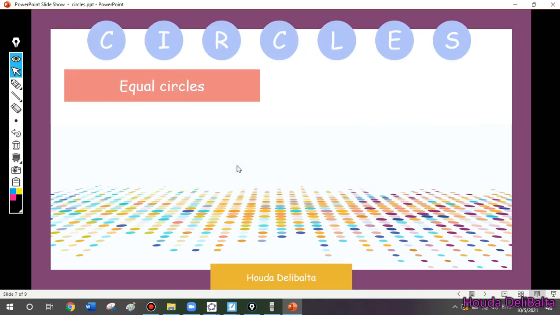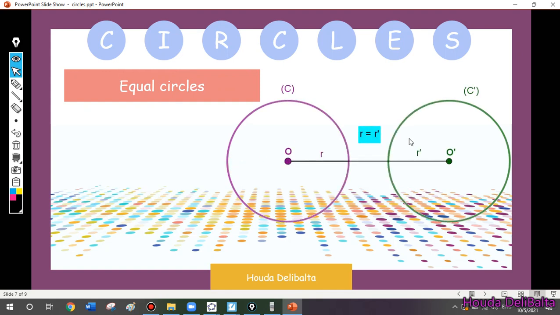We have also the equal circles. They are equal circles, but they are apart. They are externally disjoint, but they are equal. They don't have the same centers, but they have equal radii. So as you see here, C and C prime are equal circles.